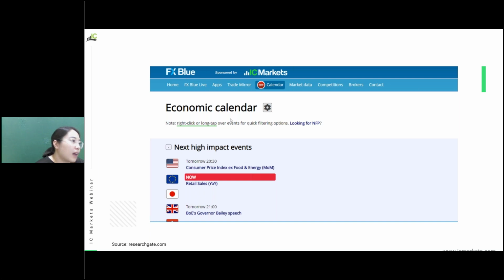Okay, so let's talk a bit about FX Blue. You can link your MT4 to FX Blue. I'll go into the next slide and you can see how it looks. I think it's very convenient because FX Blue has a lot of functions as well. You can trade mirror, there's calendars, market data, competitions, brokers. The brokers, obviously IC Markets, because FX Blue is sponsored by IC Markets. You can go on their website and see what other functions there are. I'm not going to talk about all of it today. The whole point of today is the trading journal.